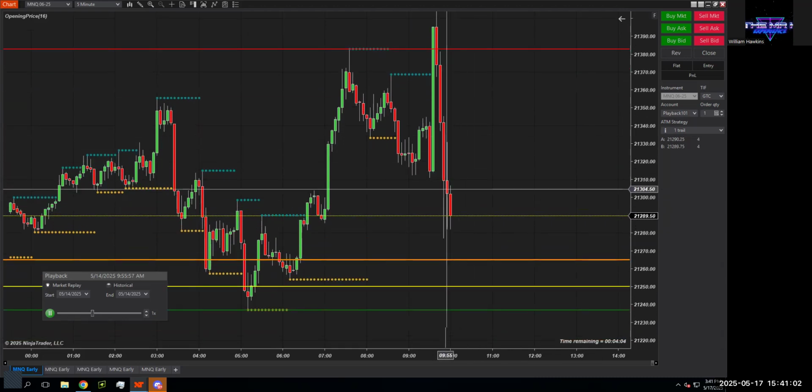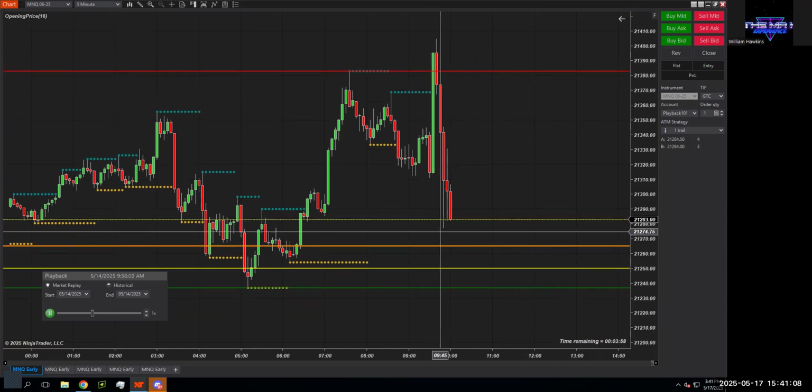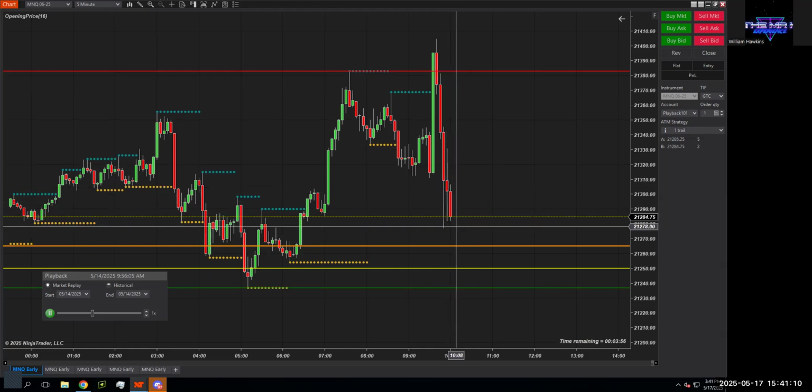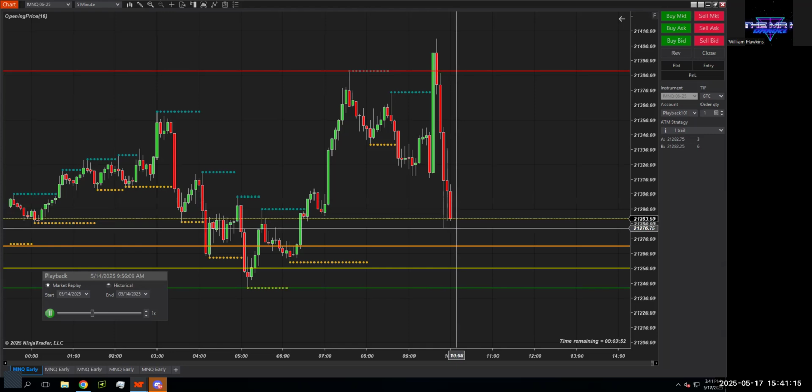You see, on the 5 minute, it creates a lot of liquidity also. The market's trying to go down there, but it keeps getting pushed back. Try to go down, get pushed back. Now it's trying for a third time to come down here.